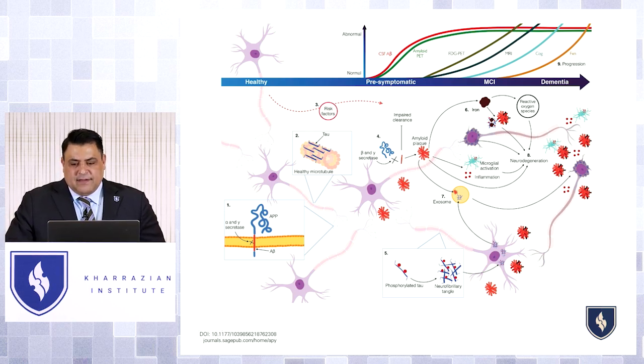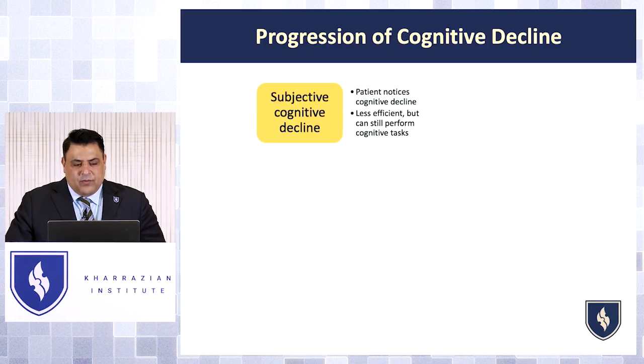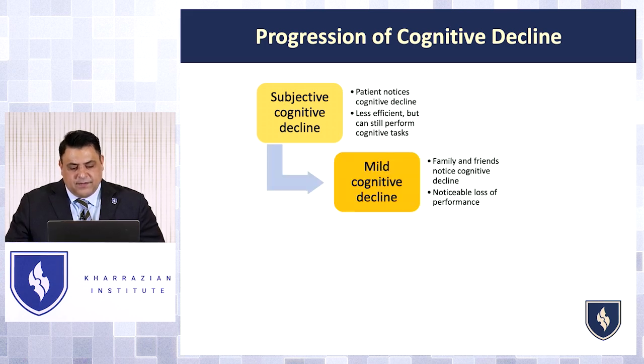Now, when you're looking at aging, for yourself, for your loved ones, for your patient population, the aging process initially starts with what's called subjective cognitive decline. The patient notices the cognitive decline themselves, but no one else really notices it. They notice that they can't do things cognitively as well as they used to. No one else notices yet. Loved ones, family members that live with them don't notice that yet. Then as they progress, they get mild cognitive decline. This is where family and friends start to notice.